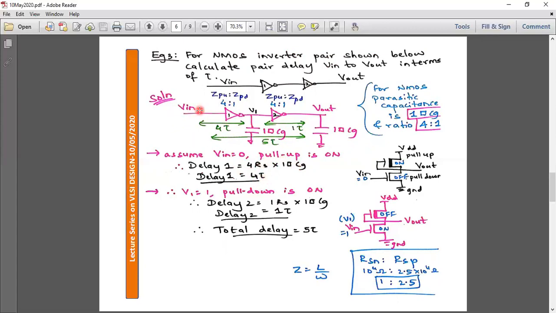If Vin is 0, then V1 is logic 1. That is input to inverter 2 is logic 1. So if the input to inverter 2 is logic 1, both pull up and pull down will be on. But since my input is 1, my expected output has to be 0. So this NMOS will be completely on, so that Vout is shorted to ground.